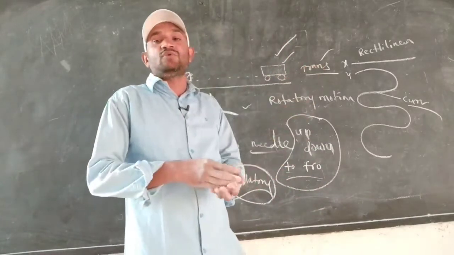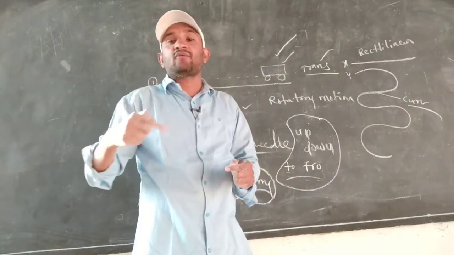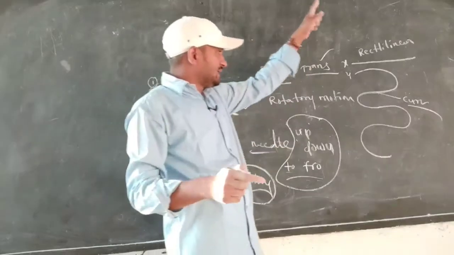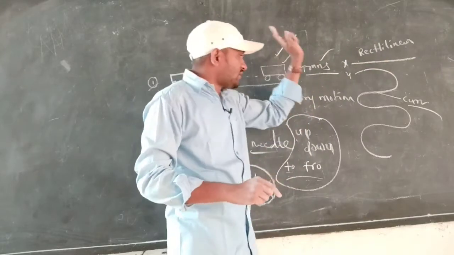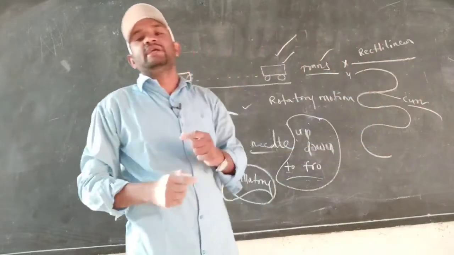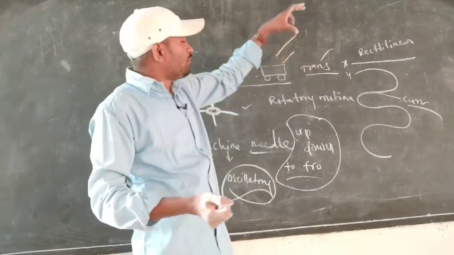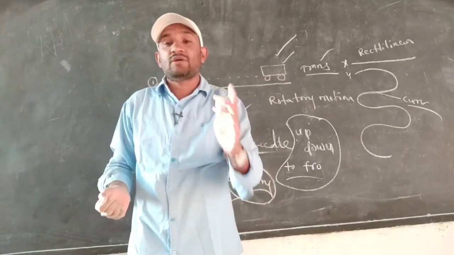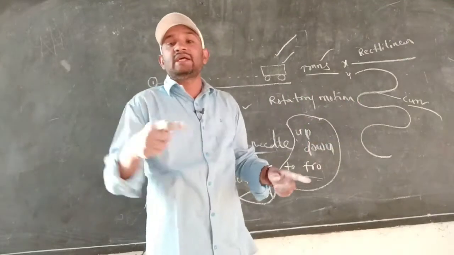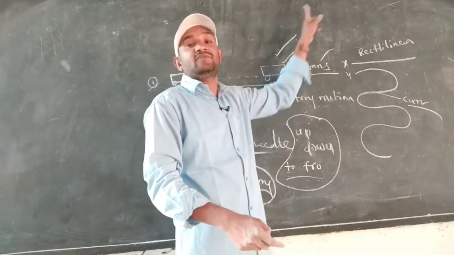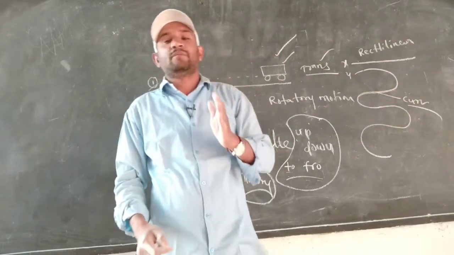But one object is moving in the straight path only. Again, one object is moving in the curved path only. That's why it is translatory motion with rectilinear, and translatory motion with curvilinear path only. We have to remember that this is the difference: both are translatory motion, but one moves only in the straight path, and the other moves only in the curved path. That's why translatory with rectilinear, translatory with curvilinear. That we have to remember.